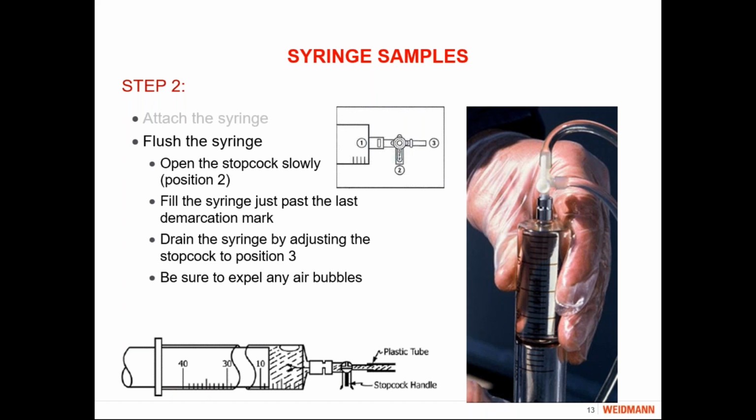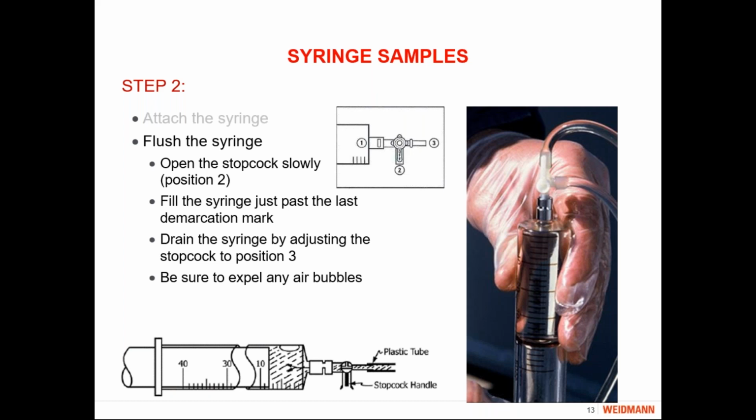And again, what you're doing is you're filling it up and then draining it. So in this case, you fill it up past the demarcation point, and that's just a fancy term that says the volume marker on the side of the syringe. You want to fill it up at least that far. Once you do that, you switch it over to position 3 and expel all of the air and all of the oil that you just filled it up with. And you need to do that at least once.